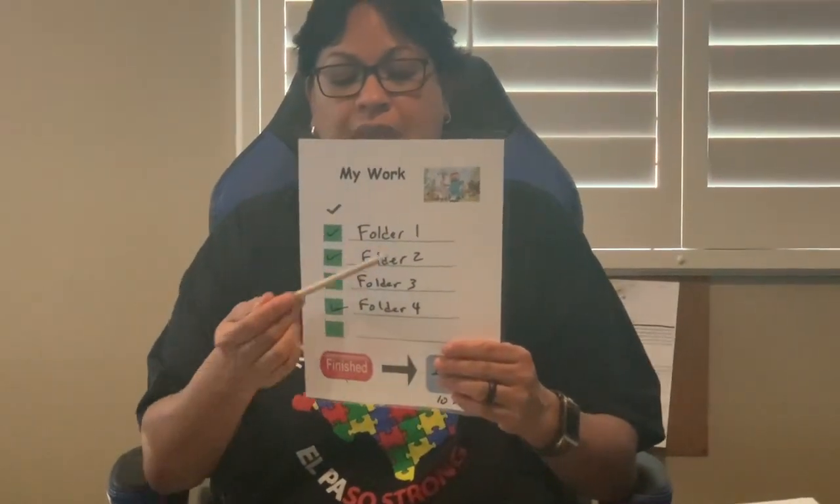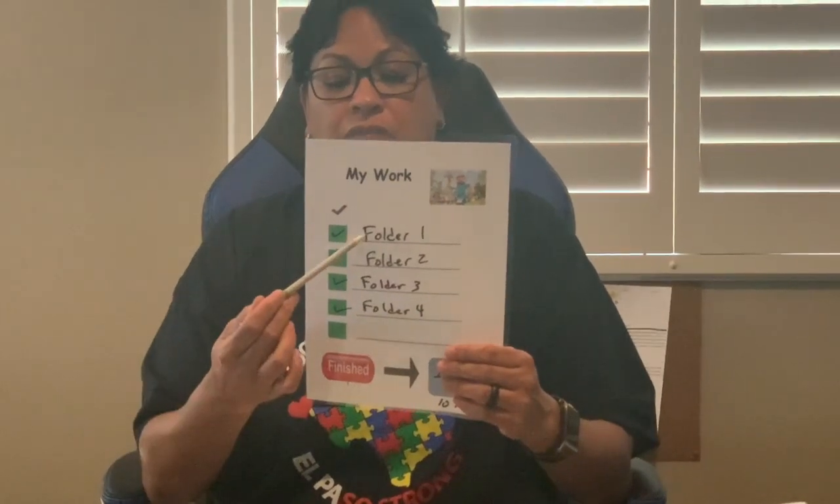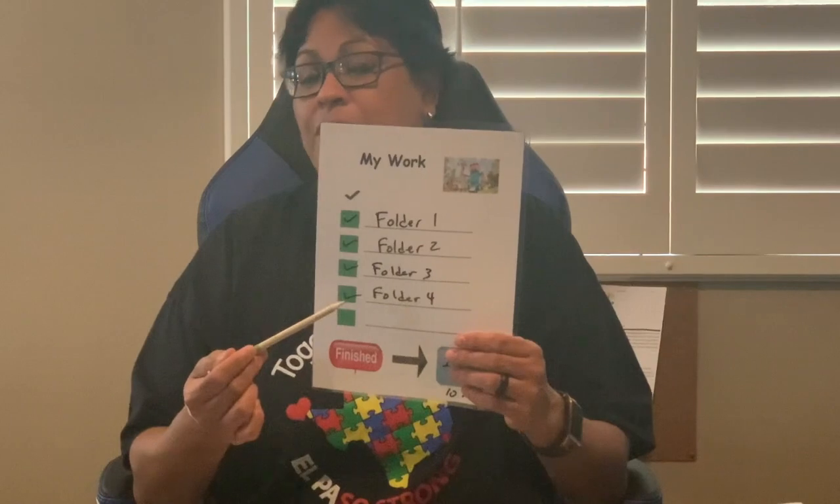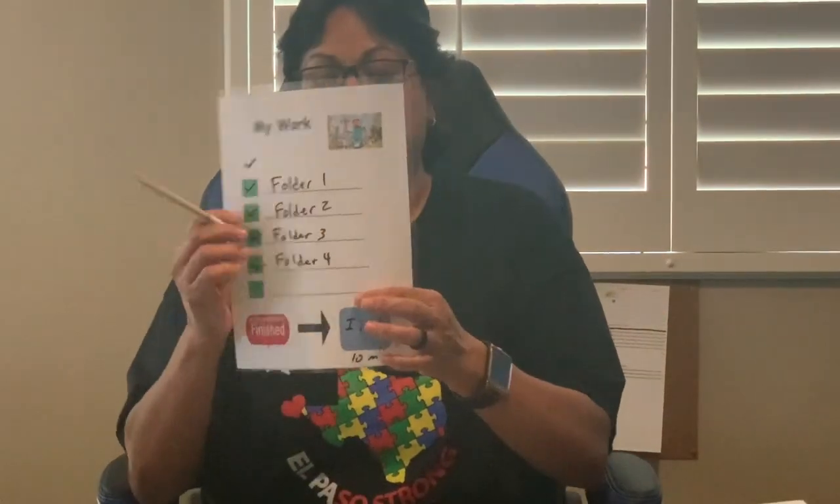How much work did they have? 4. What work? Folder 1, 2, 3, and 4. They've checked it off. That's how they know that they're finished. And then what comes next?